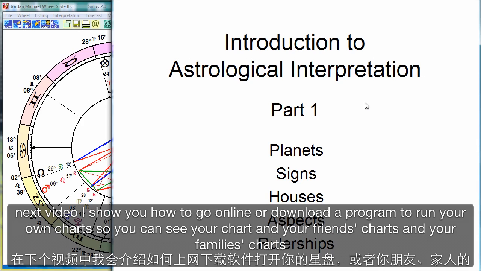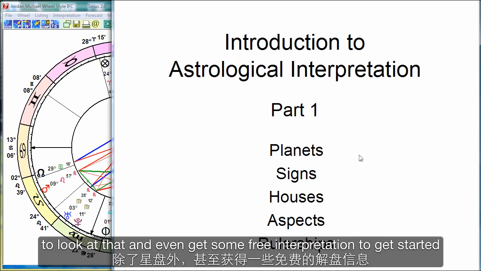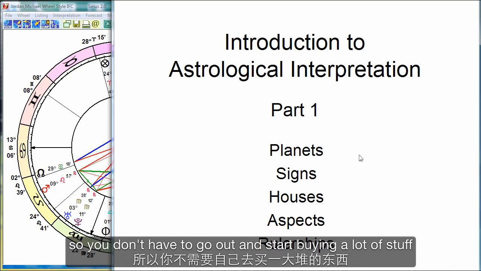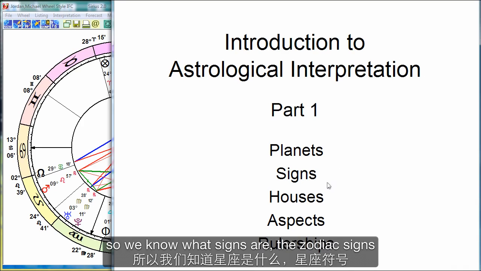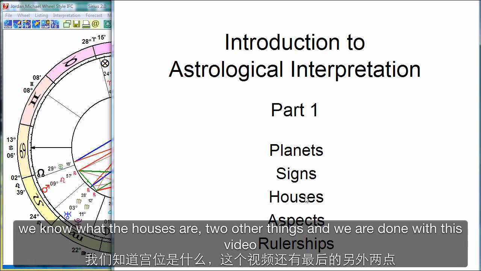Next video, I'm going to show you how to go online or download a program to run your own charts, so you can see your chart or your friend's charts, your family's charts, to look at that and even get some free interpretation to get started. So you don't have to go out and start buying a lot of stuff if you're a beginner and you want to get going. So we know what the signs are, the zodiac signs. We know what the houses are.